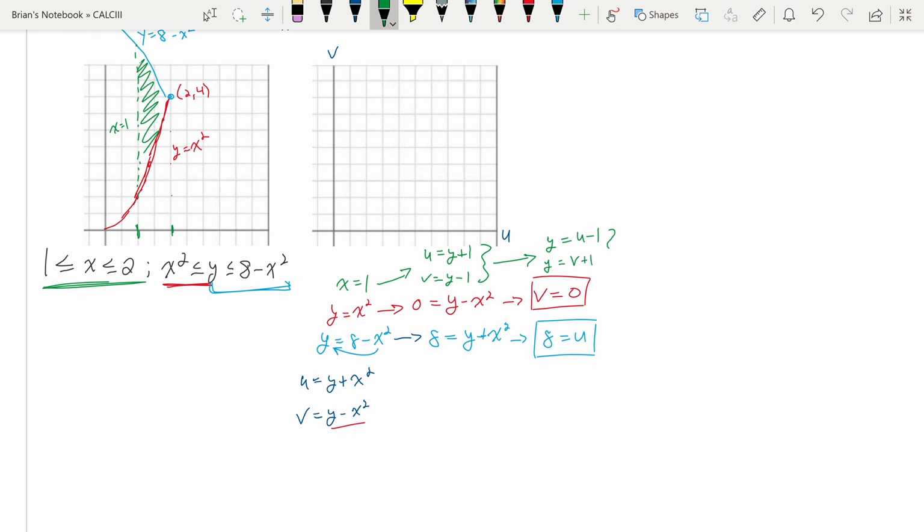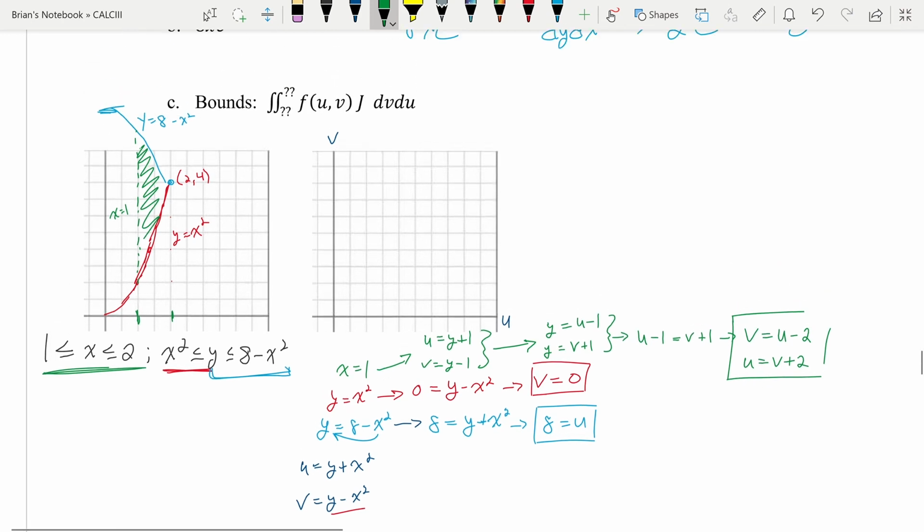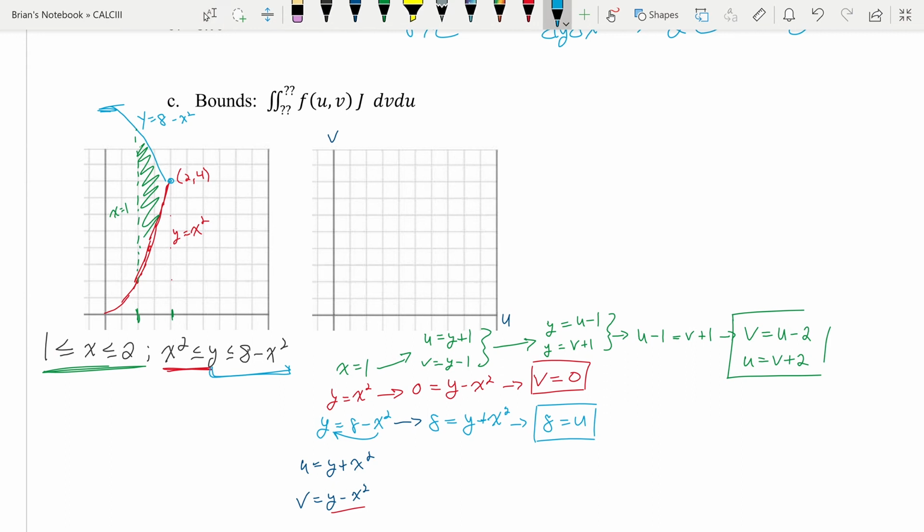And then we'll set both of these guys equal to each other. We'll get u minus 1 is equal to v plus 1. And then now we have an equation in terms of u and v. And we just solve that for something that we can graph. So we'll get v is equal to u minus 2, or u is equal to v plus 2. Okay. So remember, that looks like a classic triangle, like we've been seeing everywhere else. So let's see if we can graph that.